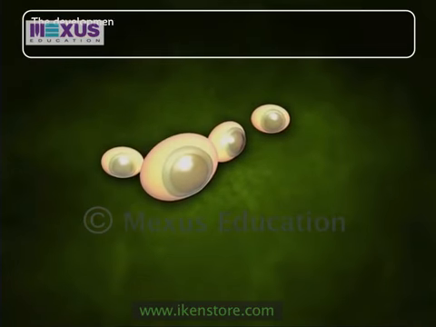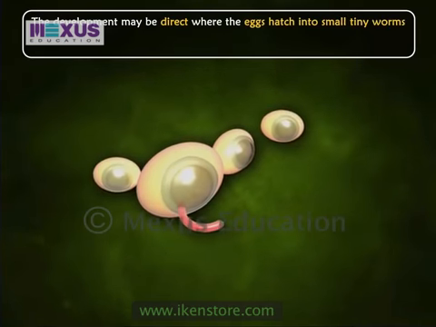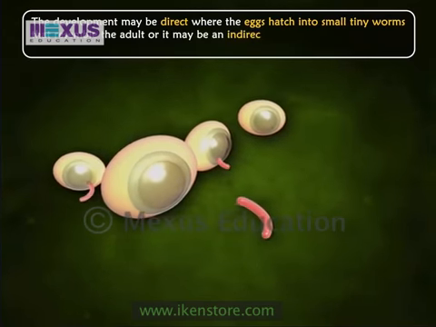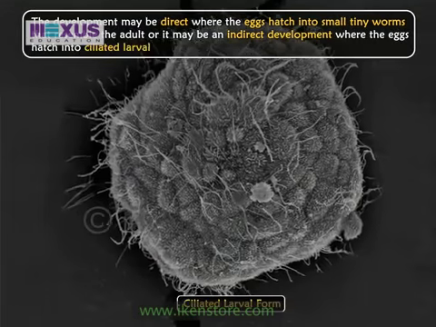The development may be direct, where eggs hatch into small tiny worms that resemble the adult, or it may be an indirect development where the eggs hatch into ciliated larval forms.